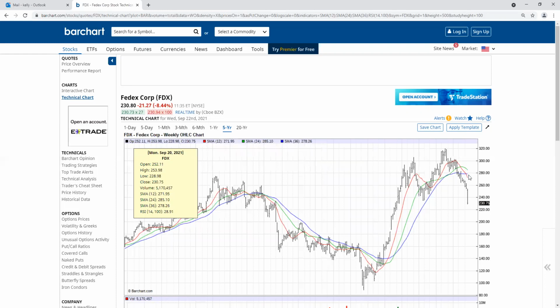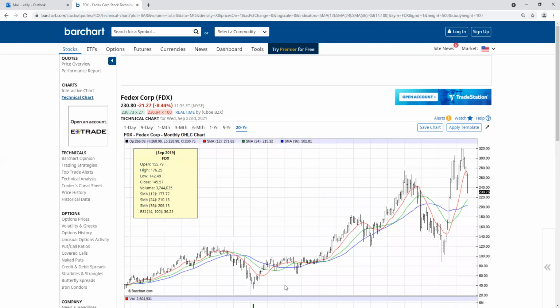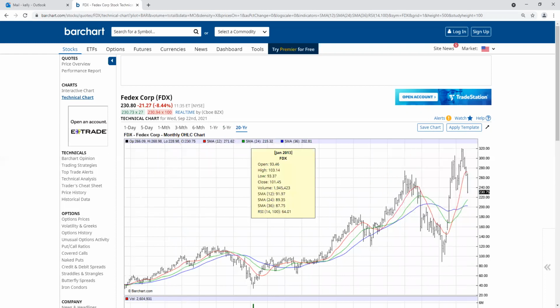Sure. But again, the longer it stays underneath these averages, they are going to invert and go back to the downside. Let's look at a 20-year graph. See, when you look at the different time frames, at least you get a different viewpoint.